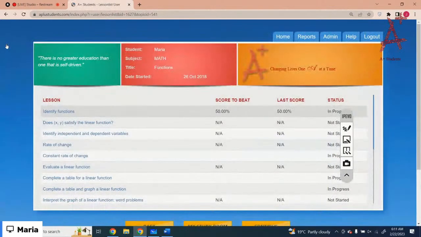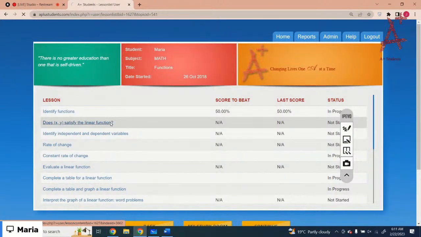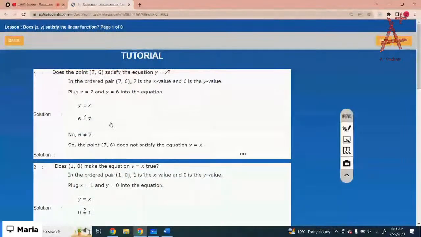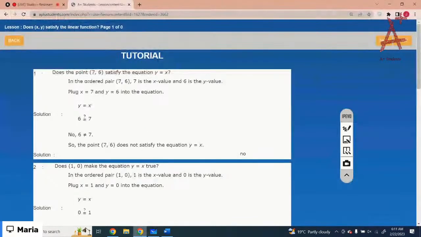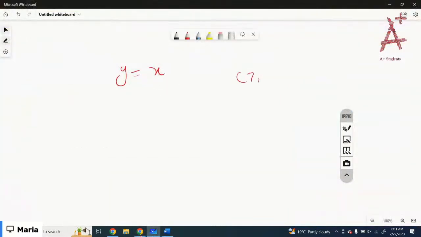Let me just move on to the next lesson. That lesson is, does (x, y) satisfy the linear function? You have an ordered pair. You just have to put the values in the function and see if it satisfies the equation. Got it? The first example is, does the point (7, 6) satisfy the equation y equals x? So we have the equation y equals x and the point is (7, 6). This is the x value and this is the y value. Got it? Just place the values.